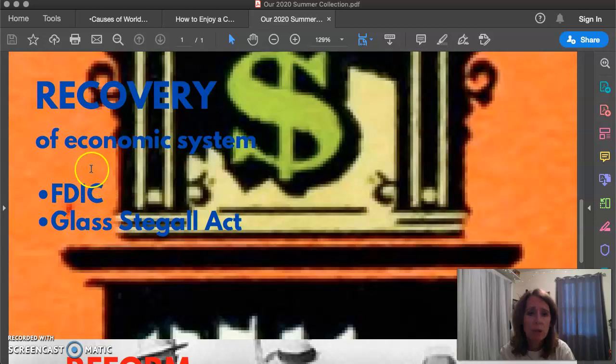The Federal Deposit Insurance Corporation was created to provide insurance for banks, to insure people's money up to $5,000 in deposits. Every person who had an account in a bank, their money would be insured for that amount. If the bank were to fail, your money is protected. Today, that number is $250,000 per depositor.